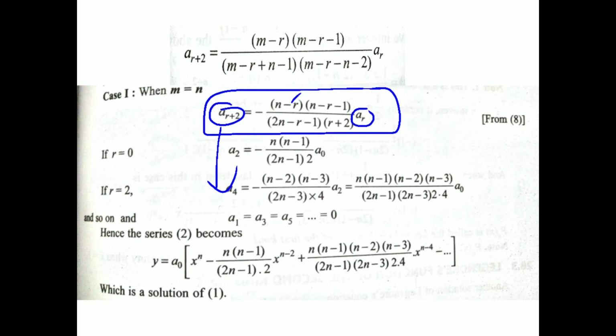Next, in this formula, we need to substitute r equals 2, so this is nothing but a2, and here a2 plus 2, that is a4, and here n minus 2, n minus 2 minus 1, that is n minus 3, and 2n minus 2 minus 1, that is 2n minus 3, and here 2 plus 2, that is 4. But we know that a2 is this, so in the place of a2, we just need to replace it. Here n minus 2, n minus 3, 2n minus 3, 4 were already there, and from a2, n into n minus 1, 2n minus 1 into 2, both of them minus, so minus into minus is plus. So finally we would have this.